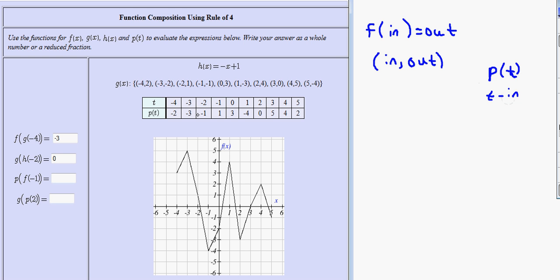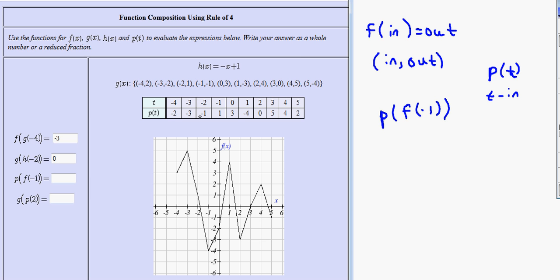When I go to find p of f of negative 1, I don't know why it keeps switching like that on me. There's a little bug that's happening to me this morning. So just bear with me. I've got p of f of negative 1, and close that off.